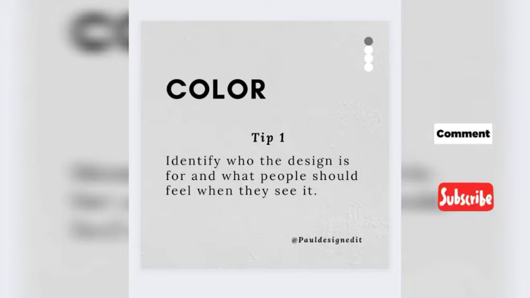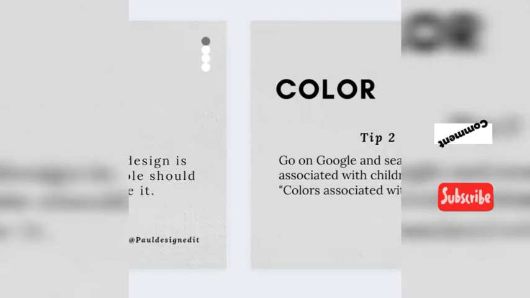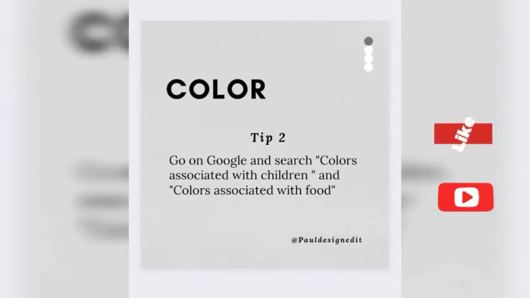That's very, very important. Now, the next thing, tip number two is go on Google and search. Actually, on this tip I said search colors associated with children and colors associated with food. Why it's like that was, I was given an instance in the first tip, which I didn't include, sorry. I was saying, let us take a design that was meant for children and their food, for example. Now, let's say that is what you want to design. Let's say you want to design for children feed, or rather their food. What you need to do is go on Google and search colors associated with children, write it down. Colors associated with food, you write it down. Now you have a list of colors, right?